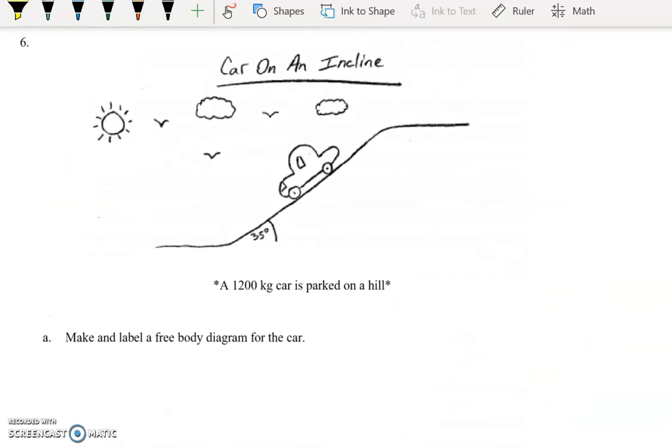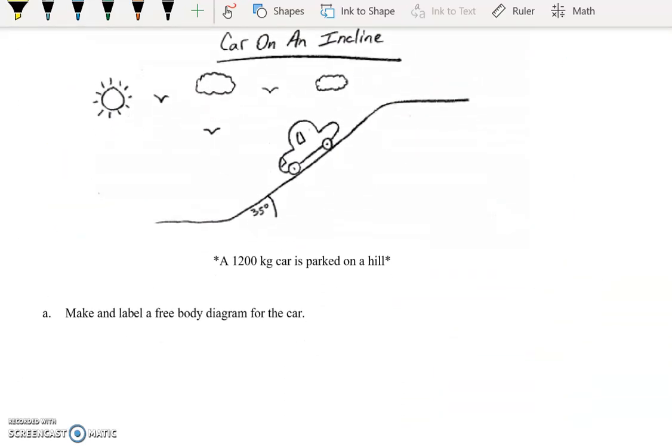Next problem, we've got a car on an inclined plane. We're going to make and label a free body diagram for the car. So I'll just do it off to the right over here. You've obviously got force of gravity going down. You've got your normal force perpendicular to the ground. It's not moving, so there's force of friction up the hill, static.